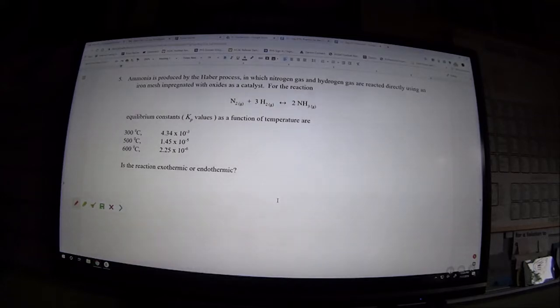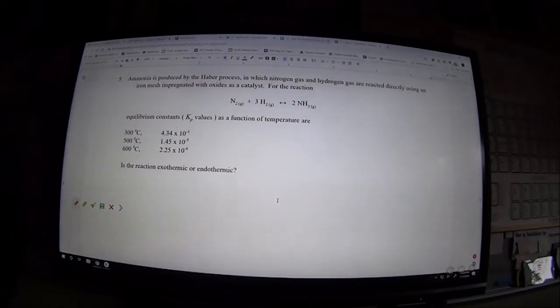All right, ammonia is produced by the Haber process in which nitrogen and hydrogen gas are reacted directly using an iron mesh impregnated with oxides. Very good. Why would you use pregnant? Cross that one out. Because that's what it did. Consider it intertwined.